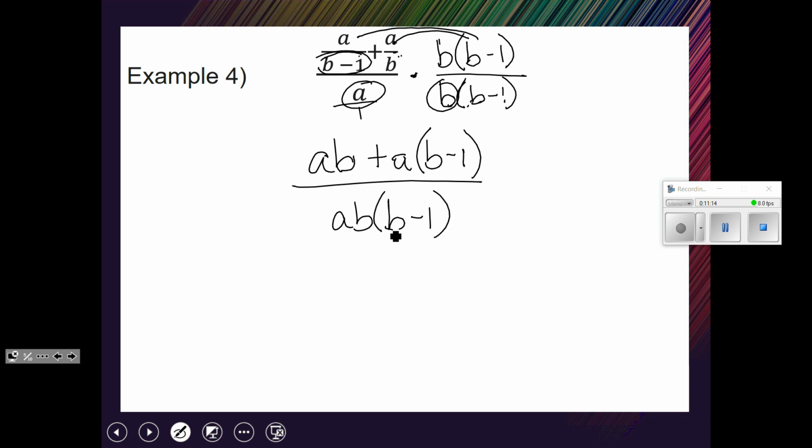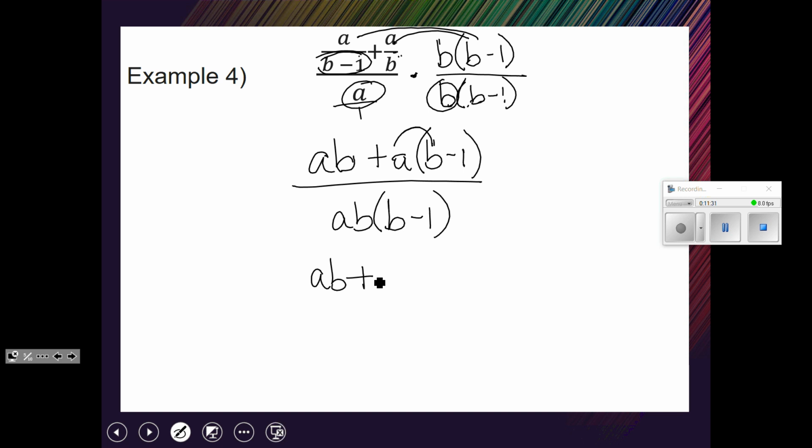And someone said, can these all just cancel out? Like, can the ab and the ab cancel, and then the b minus 1s cancel? When do you simplify? You simplify at the end. So I've got to keep working up top.